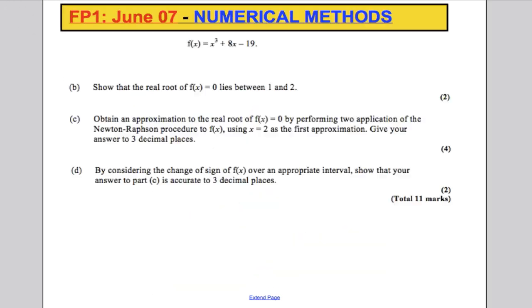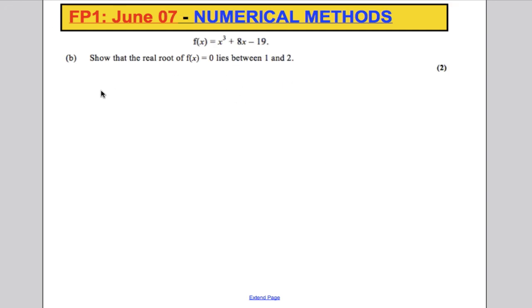Next question. We're basically doing a Newton-Raphson. So the first part, we want to show there's a root between 1 and 2. All we need to do is work out f of 1, work out f of 2, show there's a change of sign, and then state that because f is continuous and there's a change of sign, there must be a root. Using your calculator, type in x cubed plus 8x subtract 19, use the calc function and substitute 1 in. F of 1 would therefore be negative 10. Substitute 2 in and you would get 5.